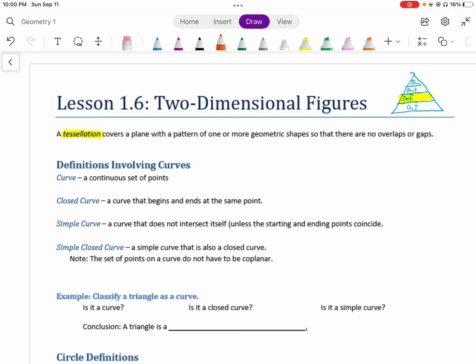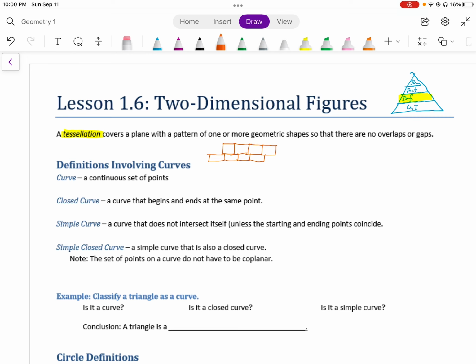A tessellation covers a plane with a pattern of one or more geometric shapes so that there are no overlaps or gaps. A simple one is you can have just a bunch of the same size rectangles, and you can use that to cover an entire plane. I'm not drawing these the same size, but they're supposed to be. There are a lot of cool things you can do with those, so you could look into tessellations if you wanted to.